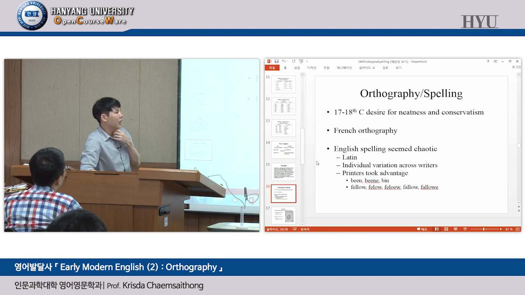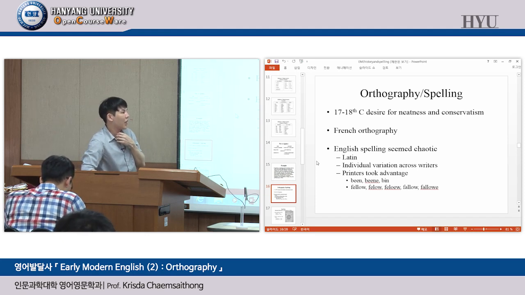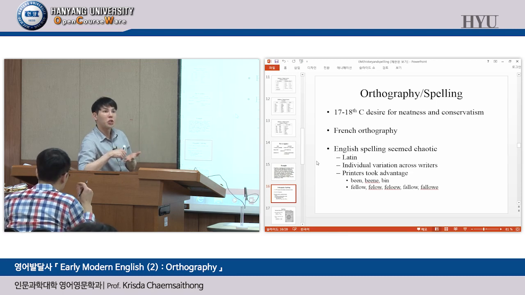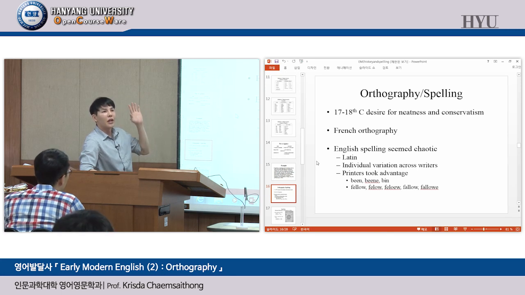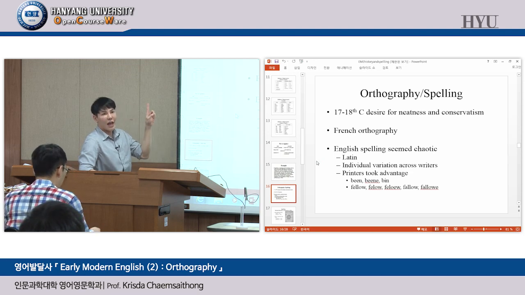So English spelling seemed chaotic because of Latin, because of individual variation across writers, as you know, or even within the same text by the same writer, you see a lot of variation. Printers took advantage of their own dialects, meaning, remember the first printing press was set in London. So London was selected to be the way how people should spell things. So bin, bin, bin, which used to be spelled 3 ways, now there's only 1 way. Fellow, follow, follower. The same word used to be spelled many, many ways depending on your dialect, depending on how you pronounce it. Now it's only 1 way after the printing press.